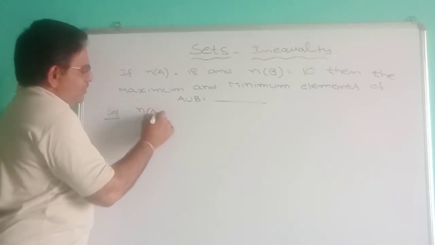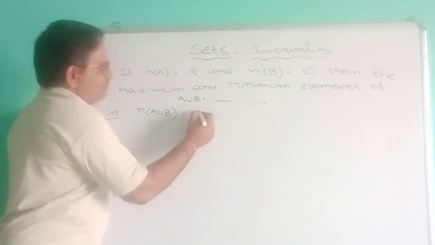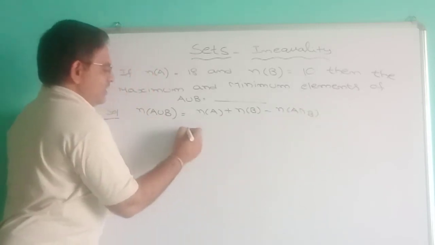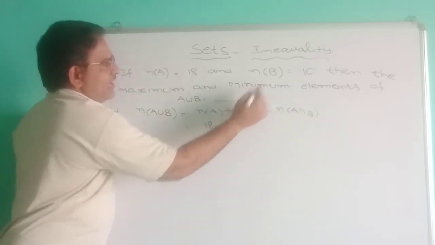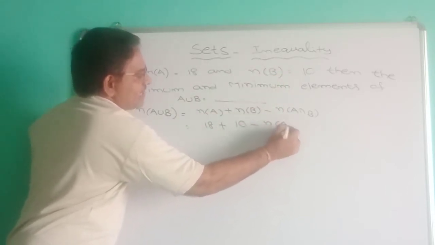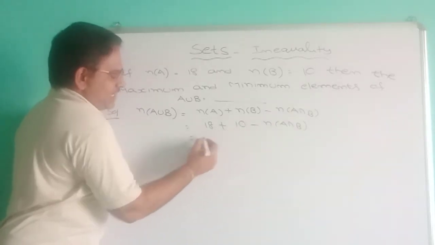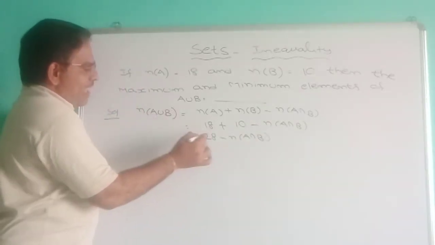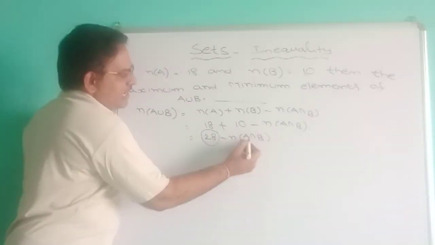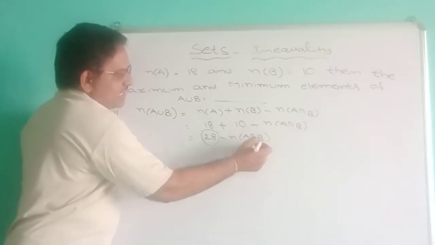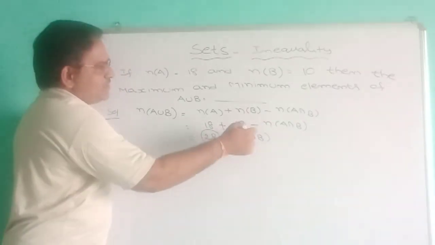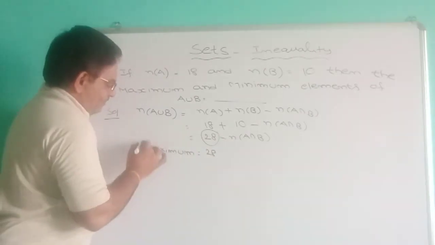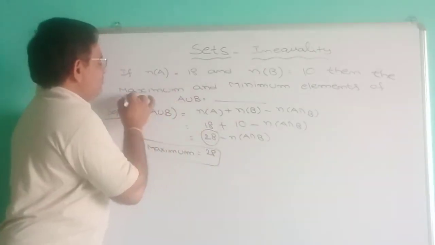Everybody knows the formula: n of A union B equals n of A plus n of B minus n of A intersection B. That equals n of A, 18, plus n of B, 10, minus n of A intersection B. That means 18 plus 10, 28, minus n of A intersection B. The maximum number of elements of A union B is 28, because A intersection B may be the null set. That means the cardinal number n of A intersection B is 0. So the maximum possible is 28 only.